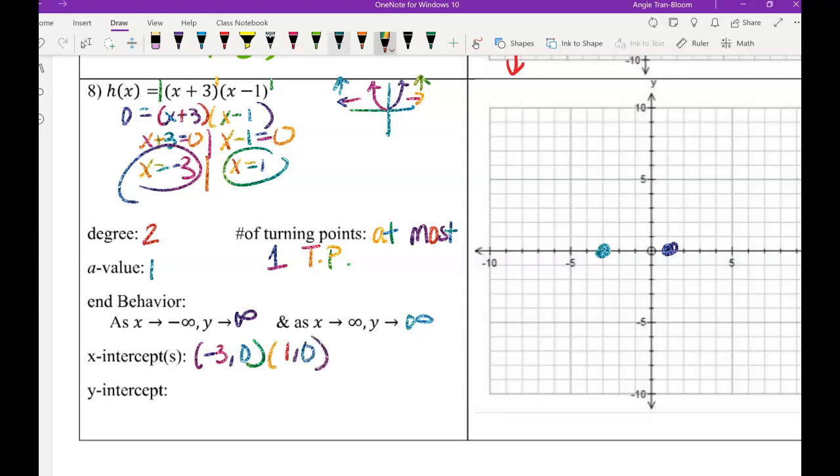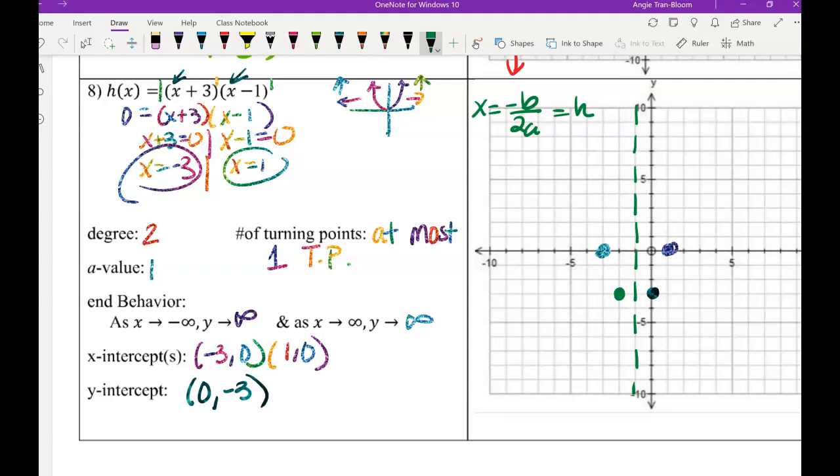Y-intercept, let's just plug in x equals 0. So if this is 0, this is 0, it's going to be 3 times negative 1. That's just going to be (0, negative 3). Plot that in there. Based on your graphing strategy, when it is in this intercept form, we can plot it, and then we know the axis of symmetry is right in the middle. So that means we can make another dot here to make a symmetry with the y-intercept, and we need to find the vertex.